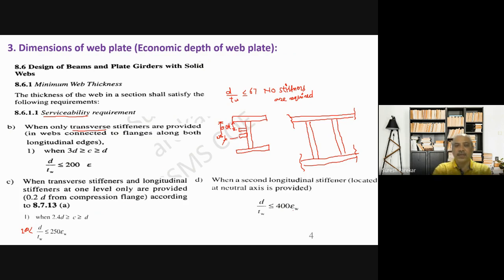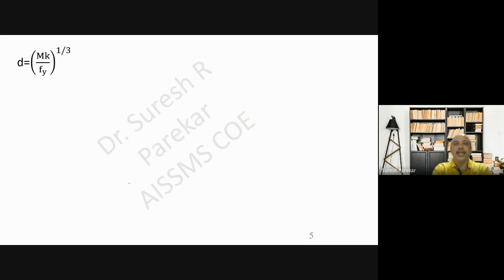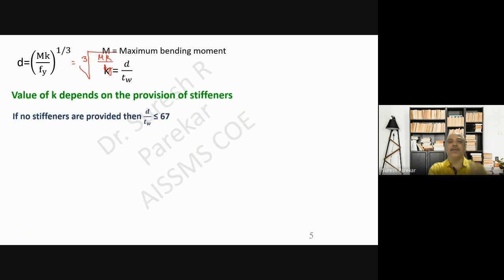So now you can see we have a formula, that is d equal to (mk upon fy) to the power 1 by 3. Or I can write it as the cube root of mk upon fy. And then m is the maximum bending moment, which we have calculated in step number 2, and k is d by tw. That d by tw we have, if no stiffeners are provided, then d by tw less than or equal to 67.